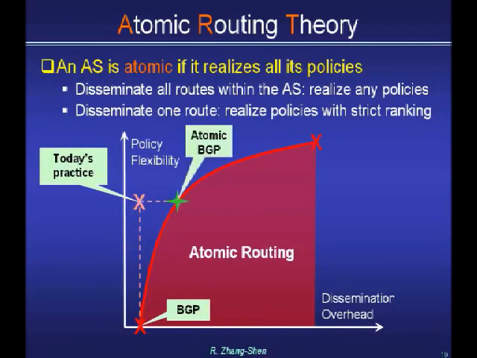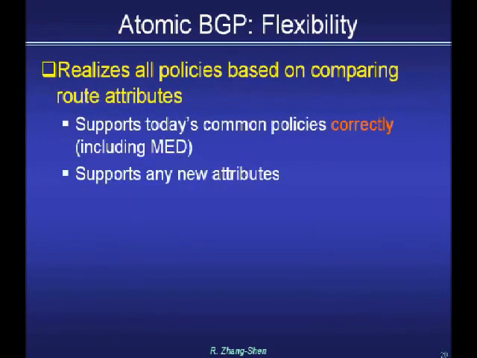And atomic BGP moves it back to the curve by just increasing the overhead a little bit. Okay, so just to recap, atomic BGP, in terms of flexibility, can realize all policies based on comparing route attributes. The theory actually allows us to go through the whole curve, but we picked this point because then we can support all of today's common policies correctly, including MAD, and any new policies in the future that are based on attributes.